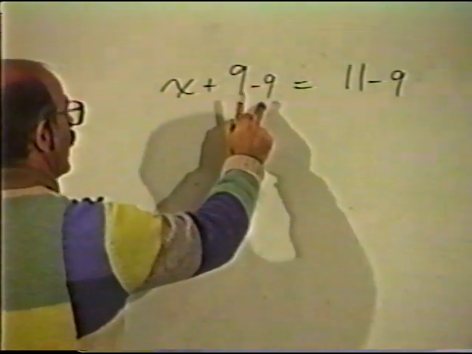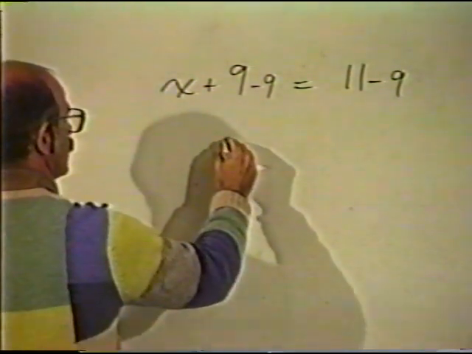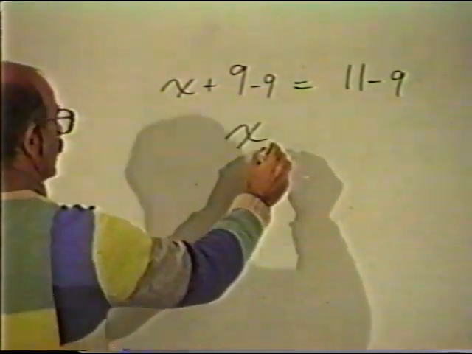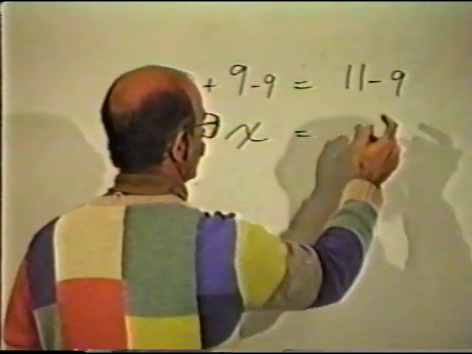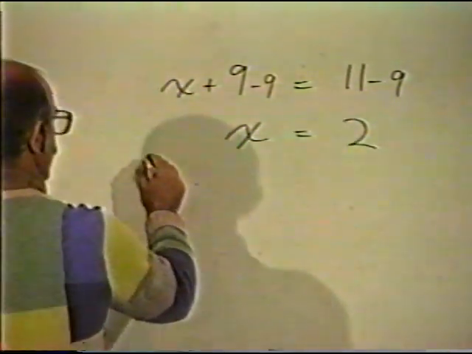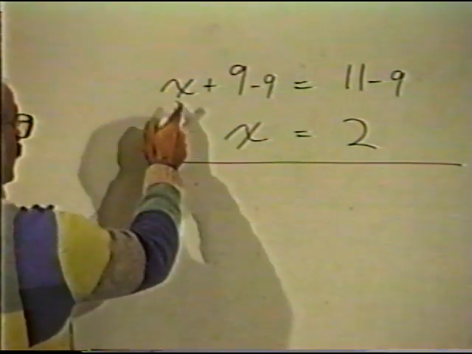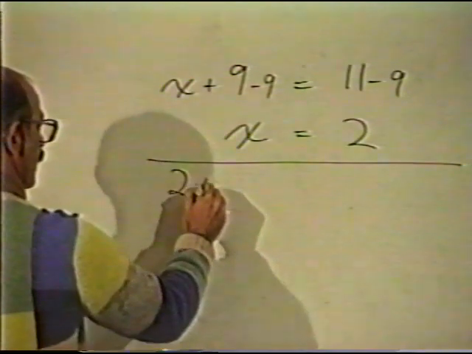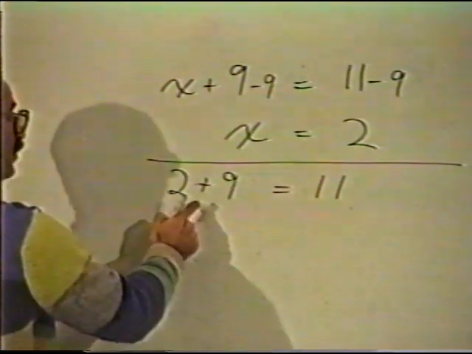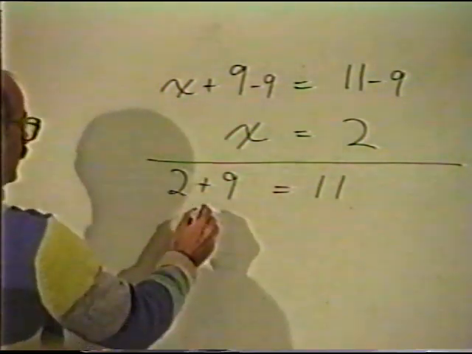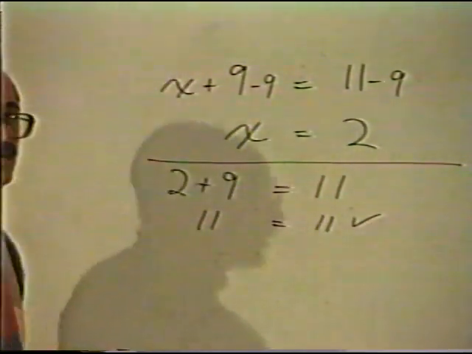The plus 9 and the minus 9 together become? 0. Leaving us on this side just plain x. On the other side, 11 minus 9 is? 2. x equals 2. And the check. x, which we found out is 2, plus the 9 is equal to 11. 2 plus 9, what does it equal? 11. Yes, 11 equals 11, and that shows that we got it right.